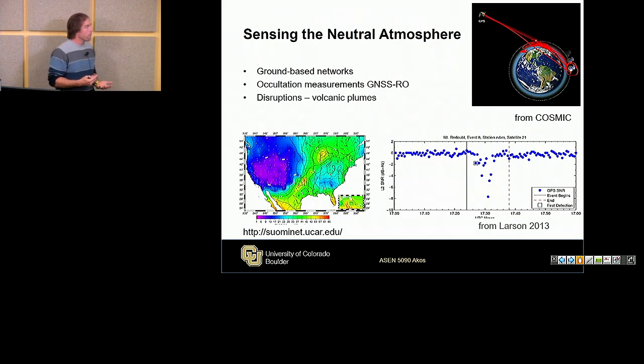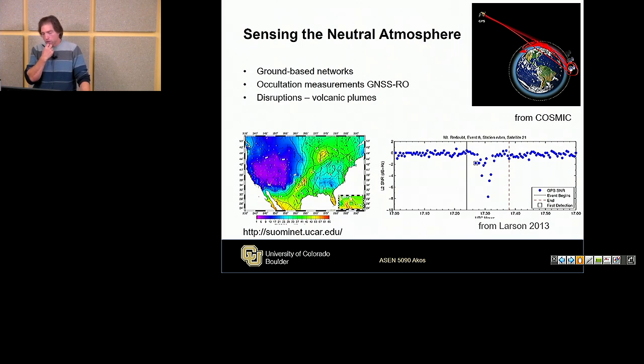Supposedly it's one of the top 3 inputs to numeric weather prediction models to see what this data really shows. And a couple of missions have flown. COSMIC is a big one to show really what happens with that. I think I have some more pictures of that coming up. So that really is sensing the neutral atmosphere.